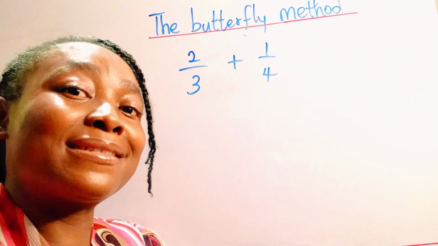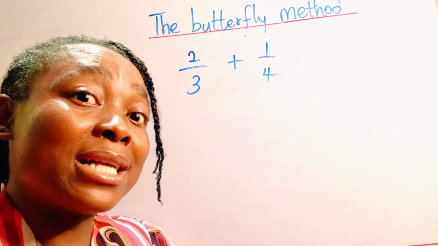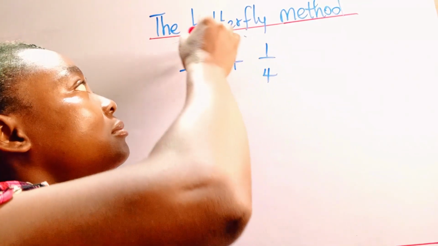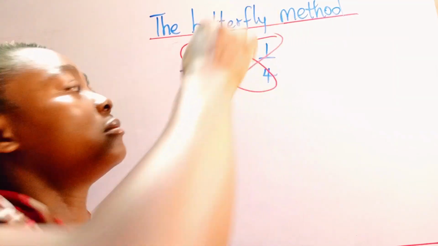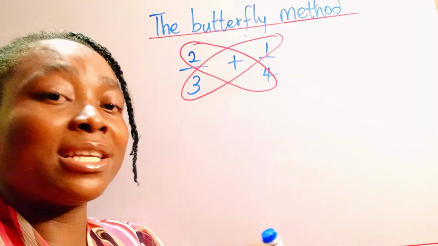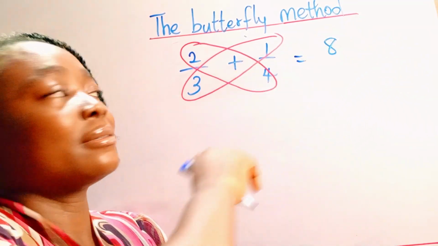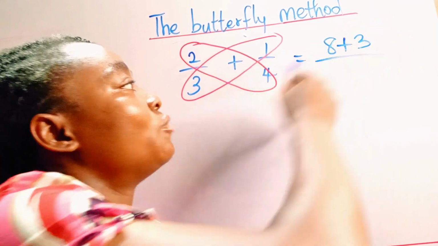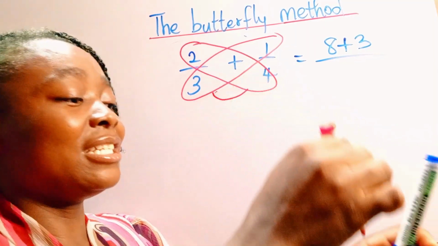Now, the pro hack style. How do you solve this using our pro hack method? If you want to solve it and get your answer in a split of seconds, how do you do that? Draw a butterfly. It's just like you're cross multiplying. Now, multiply across the wings. 2 times 4 is 8. 3 times 1 is 3. Plus 3. All over. Now, to get your denominator, you will multiply the denominators.